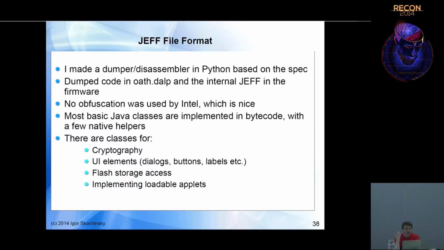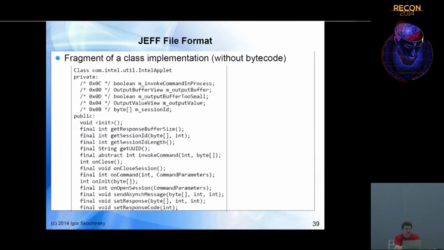In fact, most of the Java basic classes like Java string, Java array, are implemented in bytecode. So only the lowest level things which need to allocate memory and access some memory are implemented natively. So you have access to almost the whole runtime. They provide classes for cryptography, for UI elements, for secure pin entry apparently. You can access the flash, you can store and load some variables. And they also provide this interface for those loadable applets.